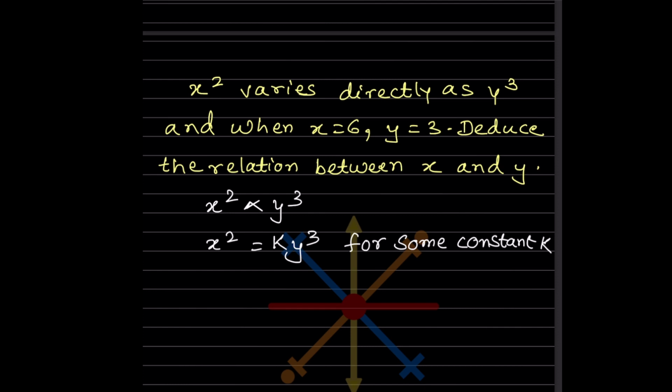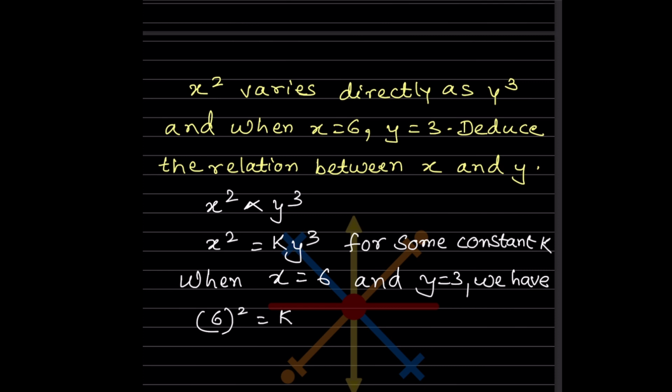So now what did I say here? x is 6 and y is 3. So what will you do when x is 6 and y is 3? In place of this x we are going to write here, in this equation. So what are we going to write here? We'll write here 6 square is k into, for this one, y value is 3, so 3 cube.